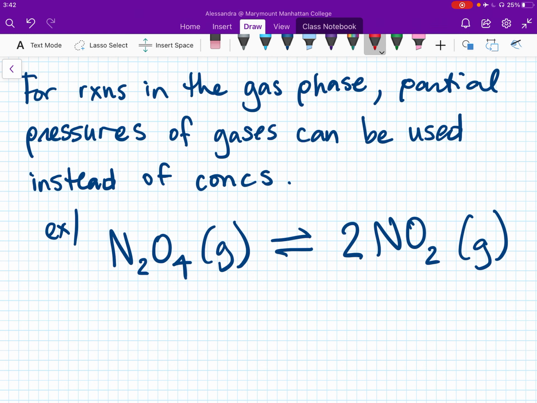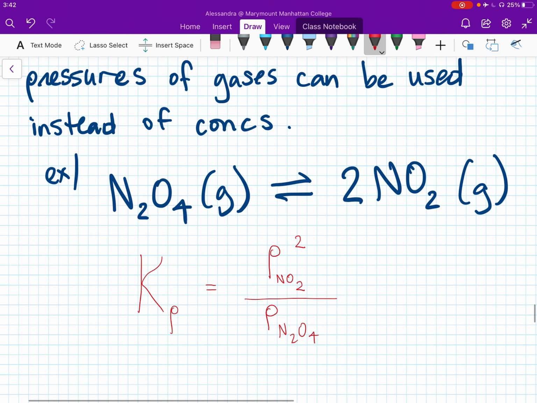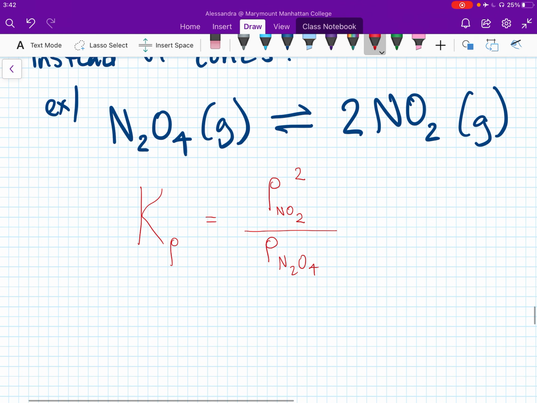Okay, so we can write an equilibrium constant based on the partial pressures of the gases. I'm going to call it K sub P. And the partial pressure is used in place of concentration. So it's the partial pressure of the products, so the product here is NO2, raised to the power of their stoichiometric coefficients. So this is the partial pressure of NO2 squared over the partial pressure of N2O4, and that would just be raised to the power of 1 because that's the stoichiometric coefficient of N2O4.